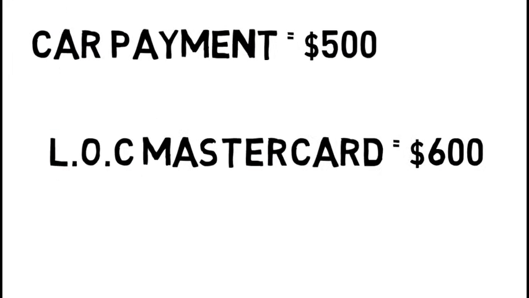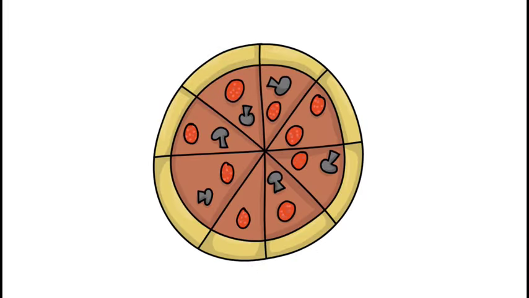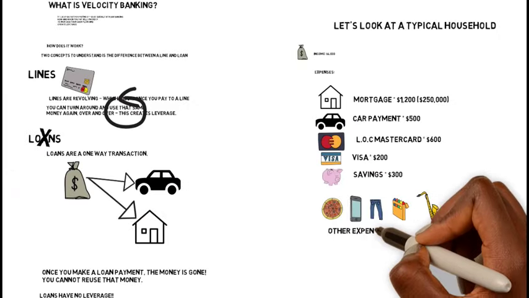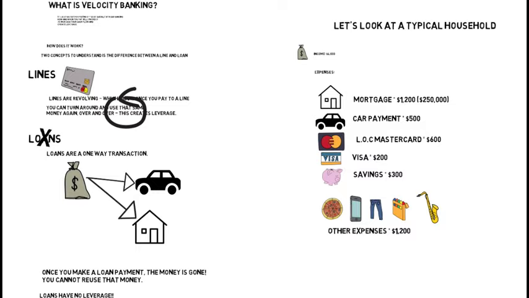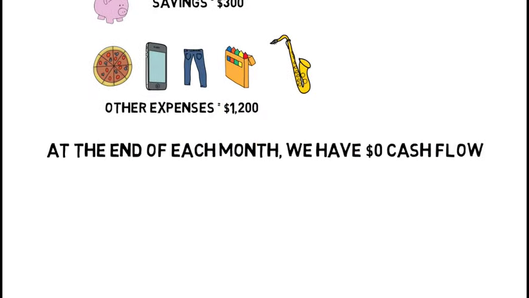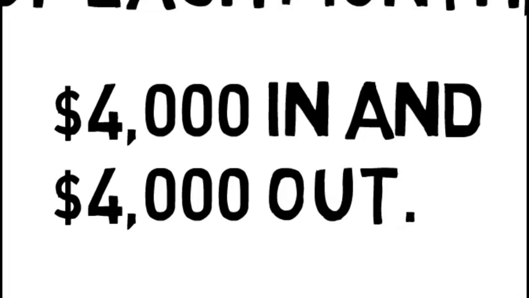You have your Visa card, which is another card you have, so you're paying $200 a month on that one. And of course you're saving, because everybody's told save, save, save, so you're saving $300 a month. Of course there's everything else: you're buying food, paying your cell phone bill, buying new clothes, kids, concerts, music, all this other stuff, just life expenses. So that's about $1,200 a month in other ongoing expenses. So at the end of each month, you have no cash flow because you put $4,000 in, and then you spend all $4,000 out by the end of the month.